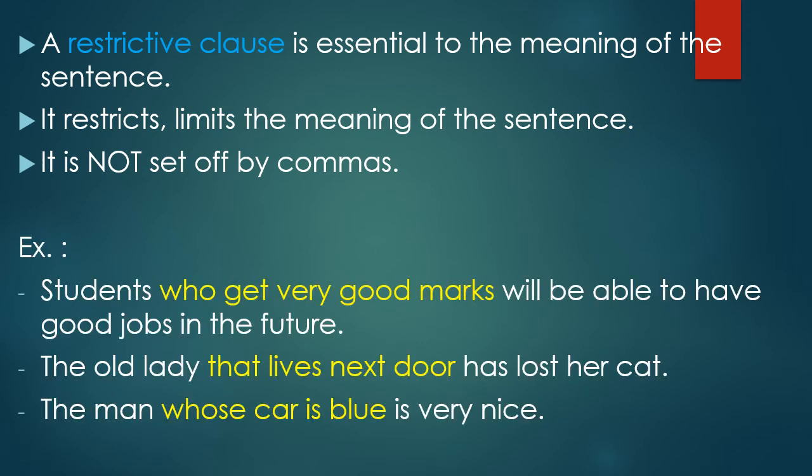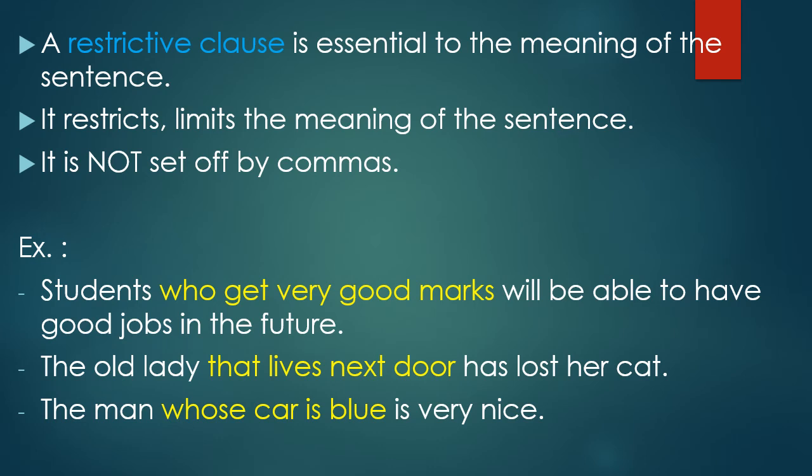As in these examples, so students who get very good marks will be able to have good jobs in the future, okay? So if we remove the restrictive clause in yellow, we can be sure that the meaning of the sentence will change, because in this example we're not just talking about any students or all students. No, we are specifying, we are restricting, we are limiting the meaning. We're talking about those students who get very good marks.